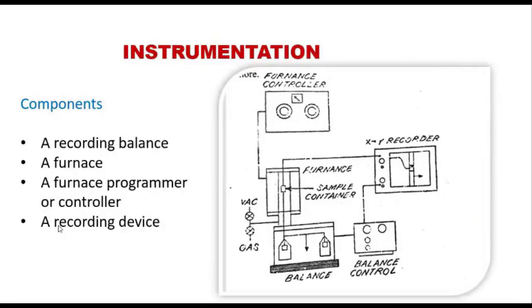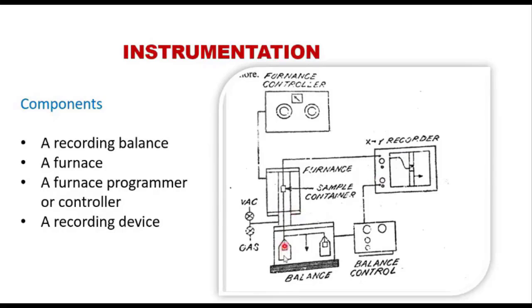Now we will see some of the instrumentation part. The main components of the instrumentation are a recording balance, a furnace programmer or controller, a recording device, and a balance control. This is giving the weight change to the recorder. This is giving the temperature to the recorder. And the recorder can get both the values of temperature as well as weight, and it can plot them along the x-axis and the y-axis.